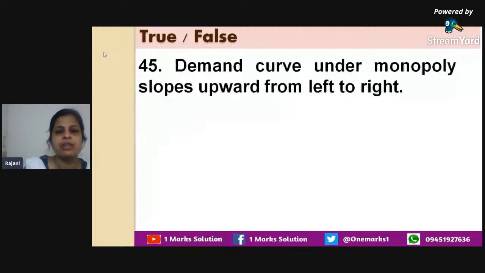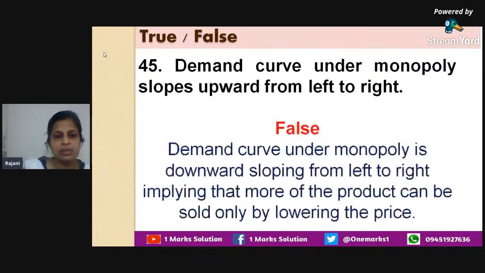Okay. Then, demand curve under monopoly slopes upward from left to right. No, that is a false option. The first statement is correct: demand curve under monopoly is downward sloping from left to right, implying that more of the product can be sold only by lowering the price.